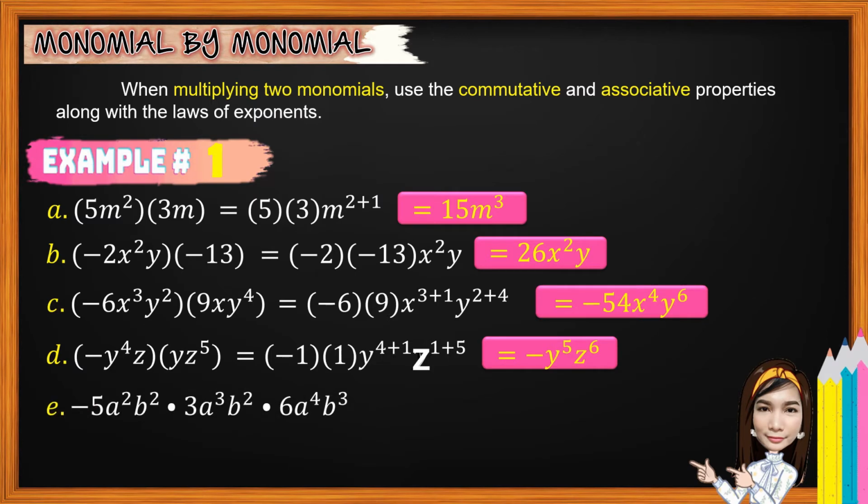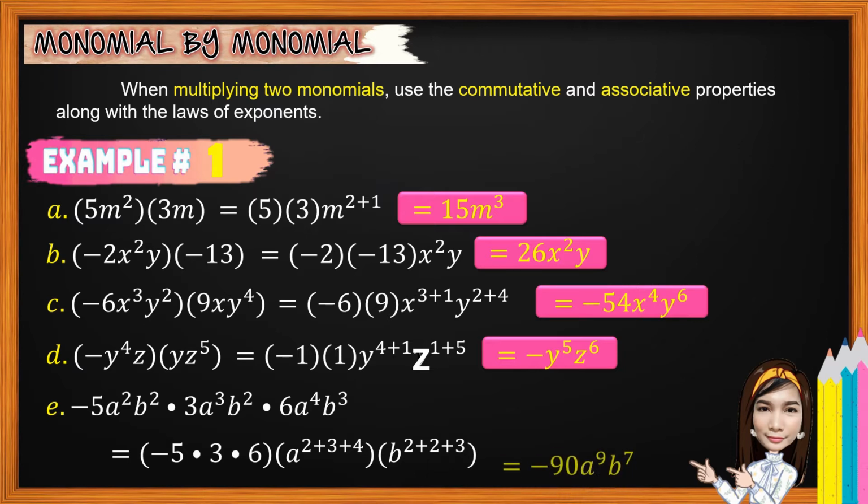For letter E, we have the given negative 5a squared b squared times 3a cubed b squared times 6a to the 4th b cubed. First, multiply all the coefficients. We have the quantity negative 5 times 3 times 6. Then, copy the same base a, add the exponents 2 plus 3 plus 4. Then, copy the same base b, add the exponents 2 plus 2 plus 3. Then, simplify: negative 5 times 3 is equal to negative 15, times 6 is equal to negative 90, a to the 9th, b to the 7th.